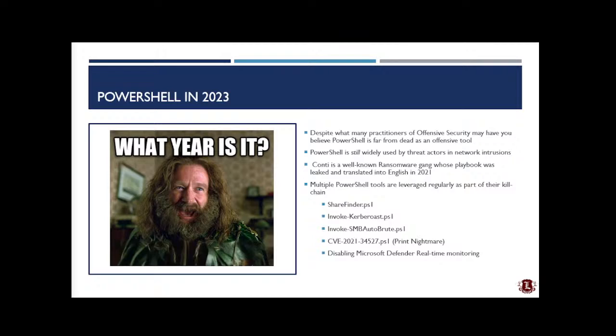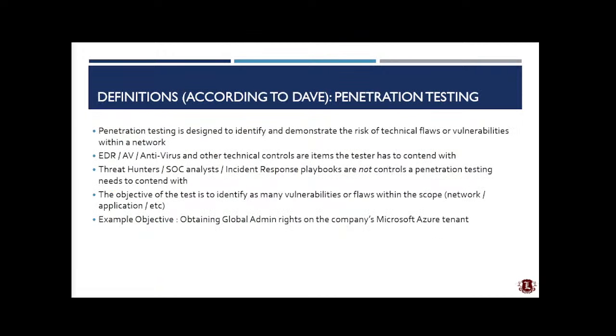So we see references to sharefunder.ps1, invoke Kerberos.ps1, invoke smbautobrute.ps1, CVE-2021-34527.ps1, which we know as Print Nightmare, and then they also look to disable Microsoft Defender real-time monitoring. So these are the definitions according to me as far as the offensive security stuff is concerned.